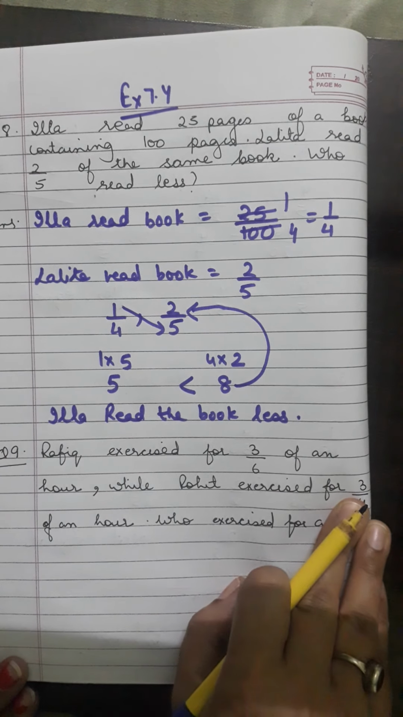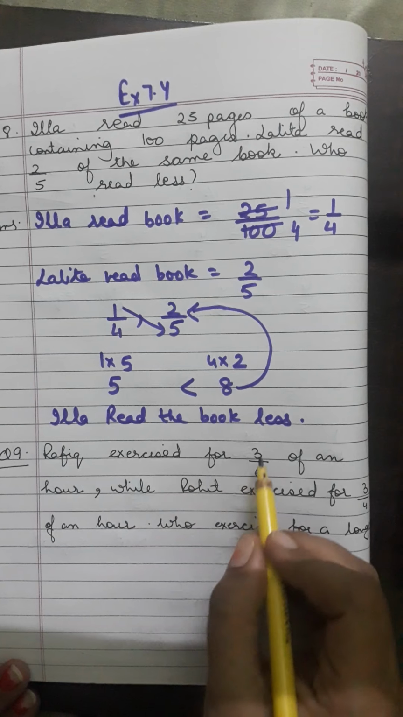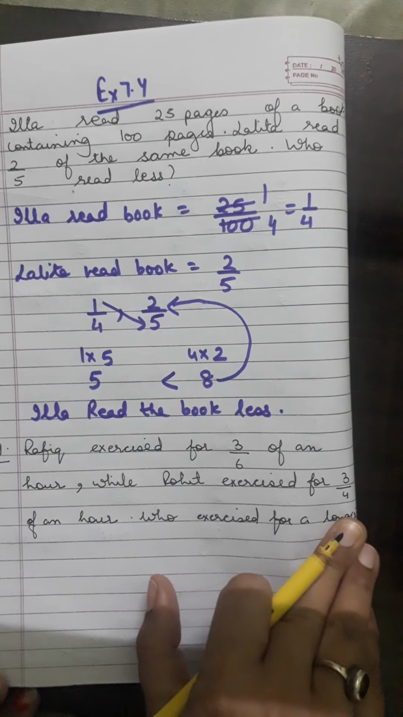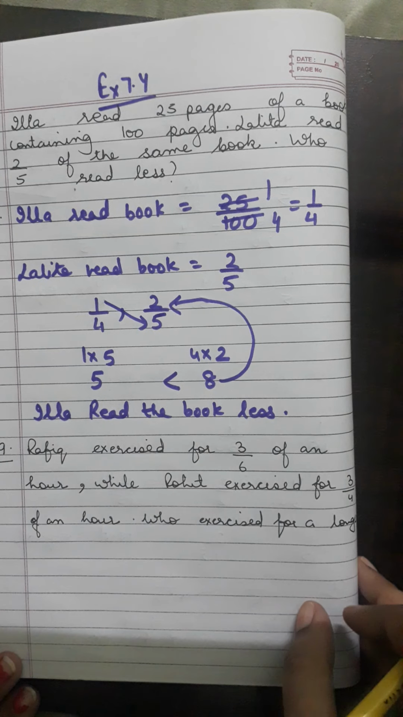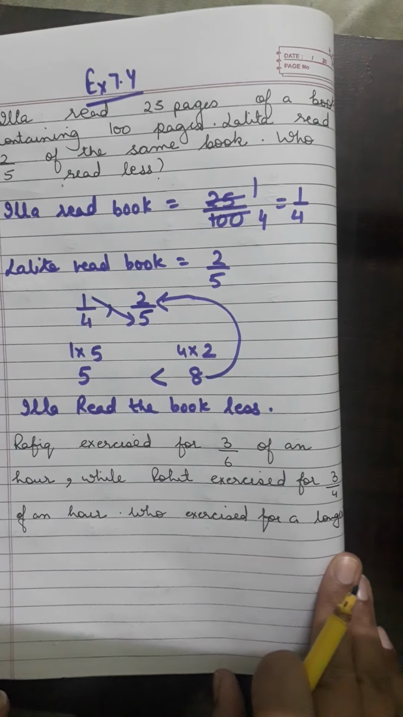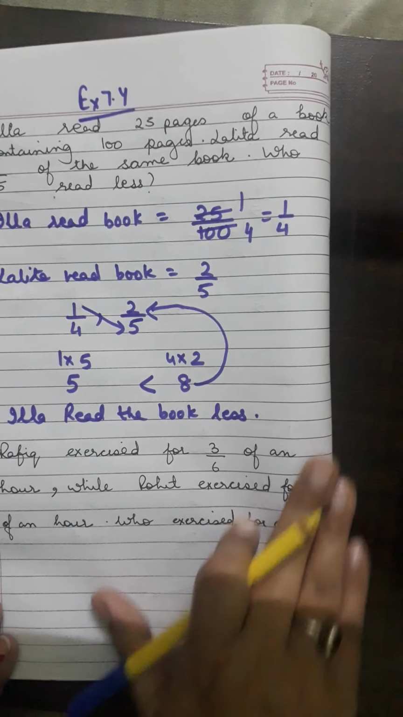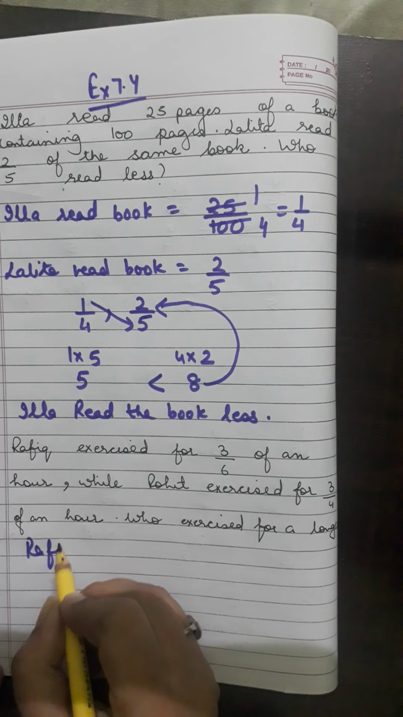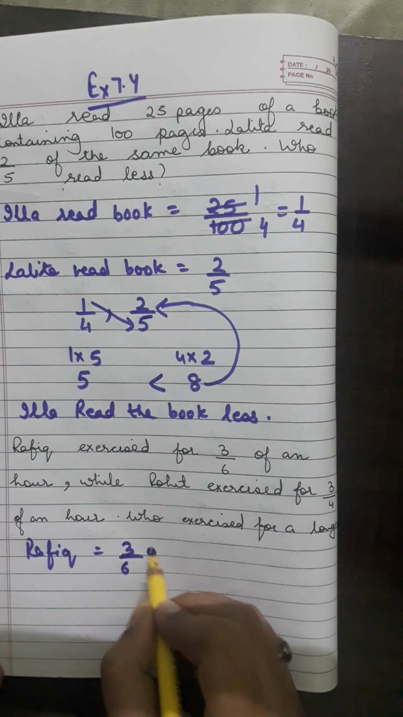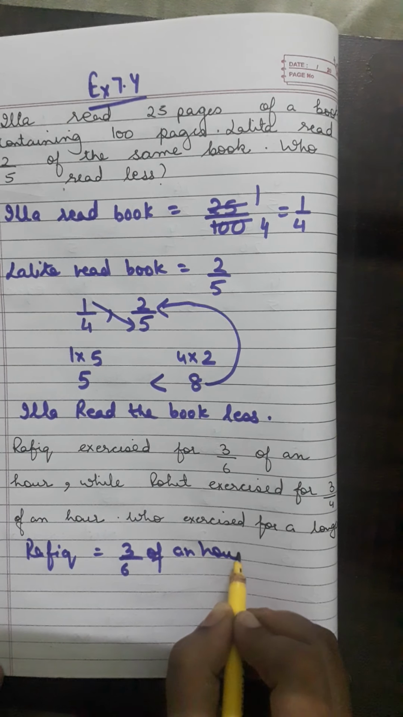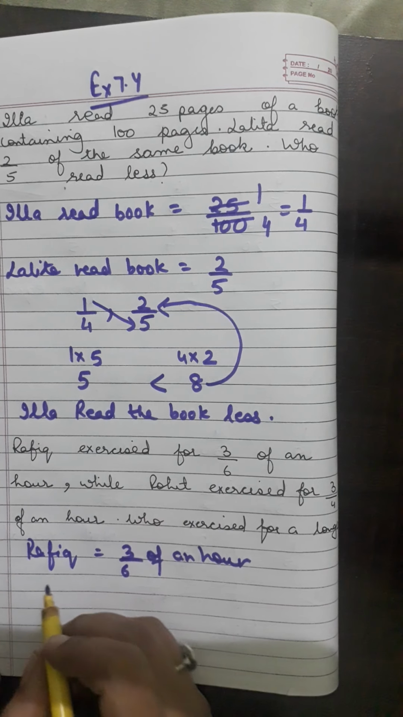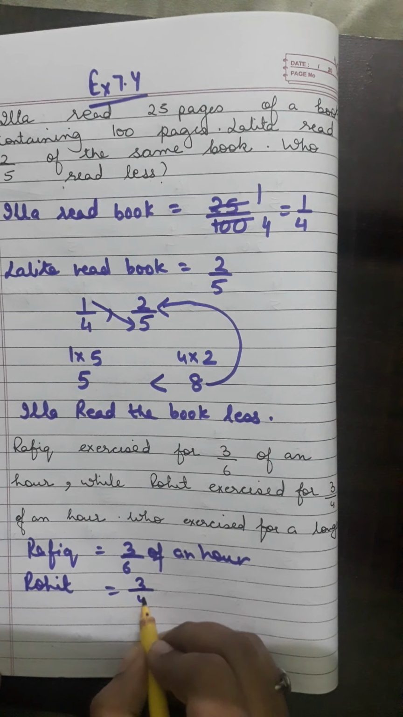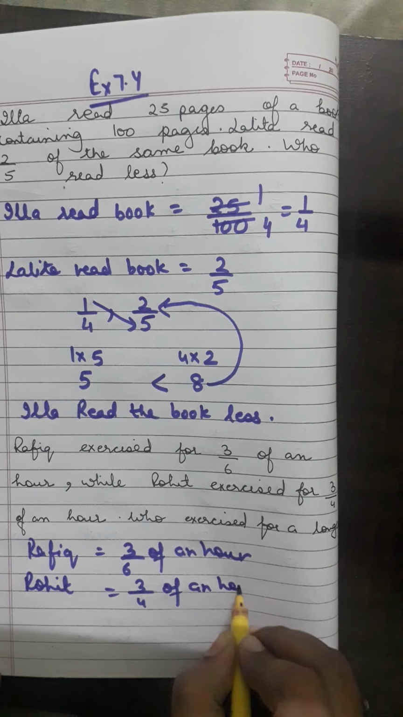Now next question, question number 9. Rafiq exercised for 3 by 6 of an hour and Rohit exercised for 3 by 4 of an hour. Who exercised for the longer time? So here we have to see who has exercised for the longer time. Rafiq has exercised for 3 by 6 of an hour, and Rohit has exercised for 3 by 4 of an hour.